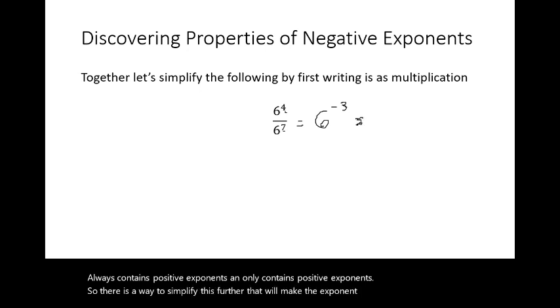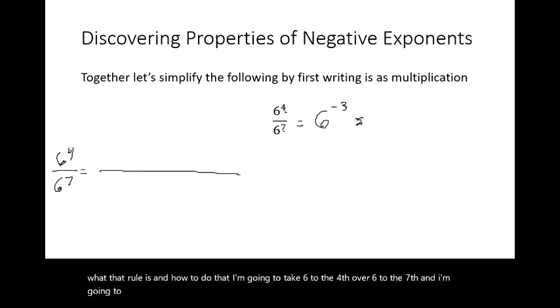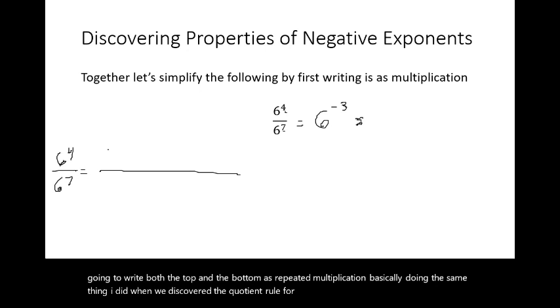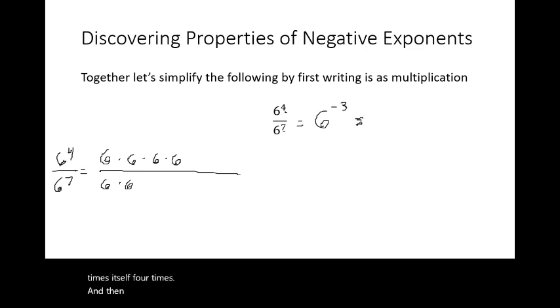And to show you what that rule is and how to do that, I'm going to take 6 to the 4th over 6 to the 7th, and I'm going to write both the top and the bottom as repeated multiplication, basically doing the same thing I did when we discovered the quotient rule for exponents. So 6 to the 4th is going to be 6 times itself 4 times. And then 6 to the 7th is going to be 6 times itself 7 times.